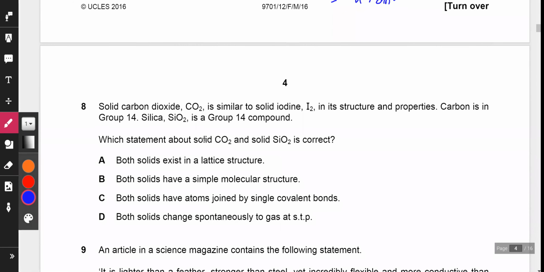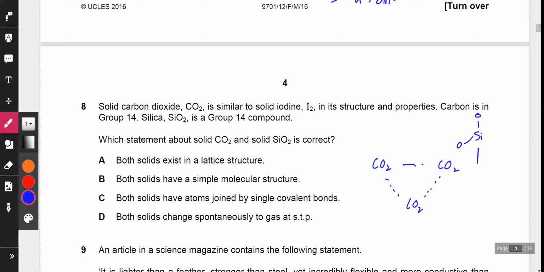So next is solid carbon dioxide is similar to solid iodine in its structure and properties. Carbon is in group 14. Silica is a group 14 compound. Which statement about CO2 and solid SiO2 is correct? Both solids exist in a lattice structure. CO2 is a simple molecular structure. I mean, it's separate molecules that really have not much to do with each other. Weak van der Waals forces. SiO2 is a giant covalent structure. So that's a lattice structure.